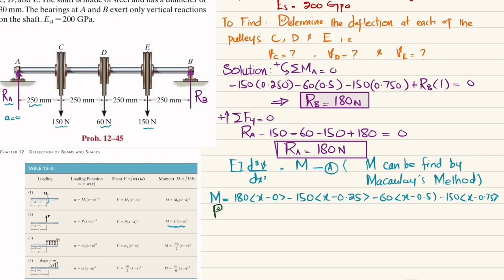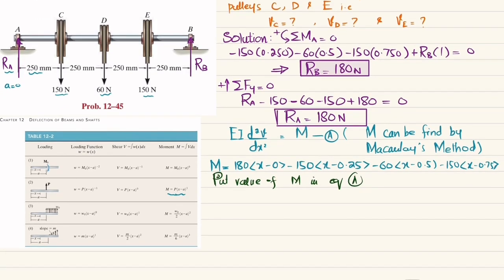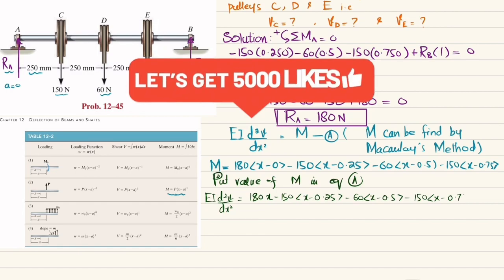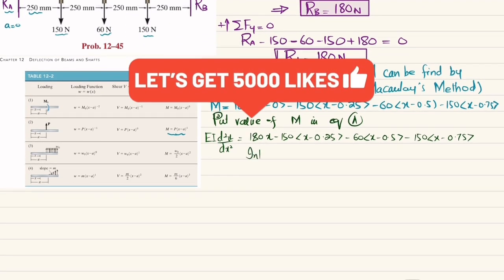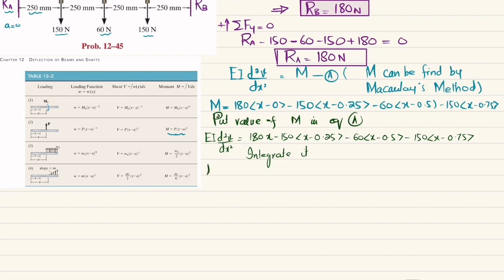So what we'll do is put the value of M in equation A. You will get EI d square v over dx square equal to 180 into x minus 150 into x minus 0.25 minus 60 into x minus 0.5 minus 150 into x minus 0.75. Integrate this equation, and you will get EI dv over dx equal to 180 x square over 2, which is 90 x square, minus 150 into x minus 0.25 whole square divided by 2. So 150 divided by 2 is 75, so it is 75 into x minus 0.25 power 2.